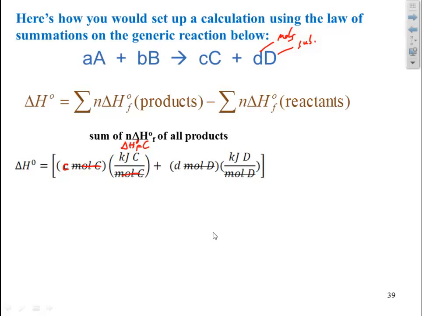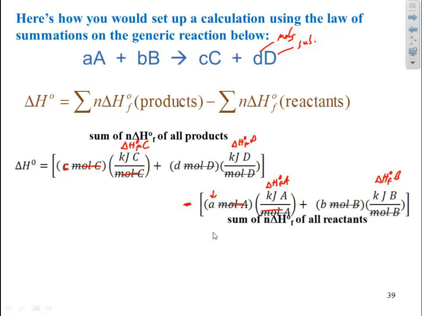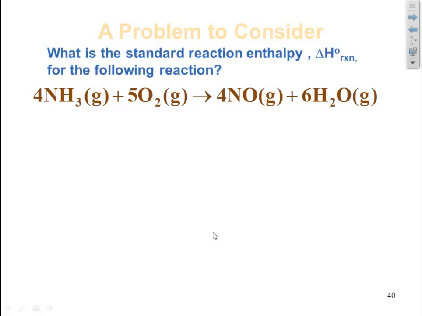And then I do the same thing with D. I have D moles, meaning the small number, the coefficient in front of D, times its delta HF of D. Then I'm going to subtract that from the summation of my reactants. Once again, I have small moles of A times my delta HF of A, moles cancel, kilojoules, and account for my delta HF of B, accounting for the moles as well. So let's see if we can do this in a problem.